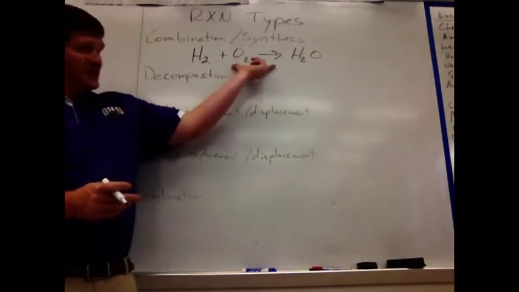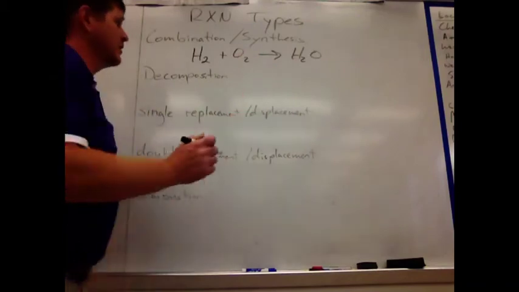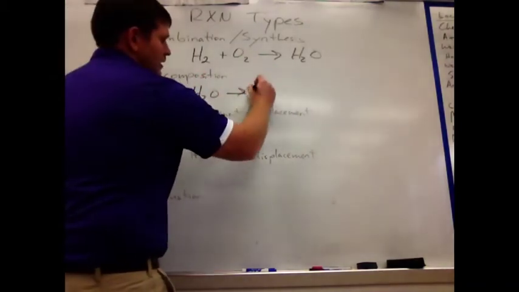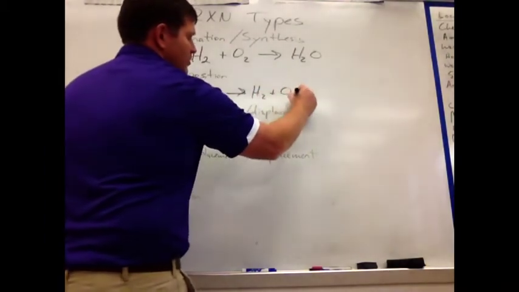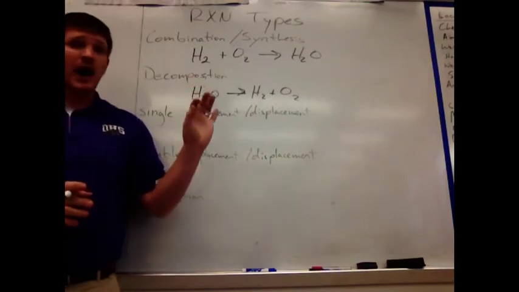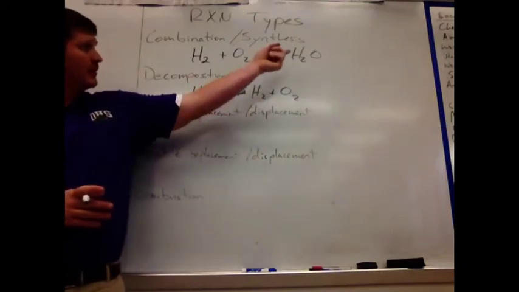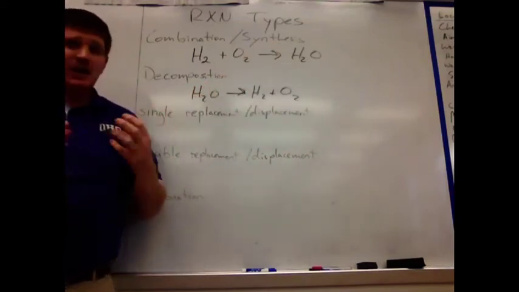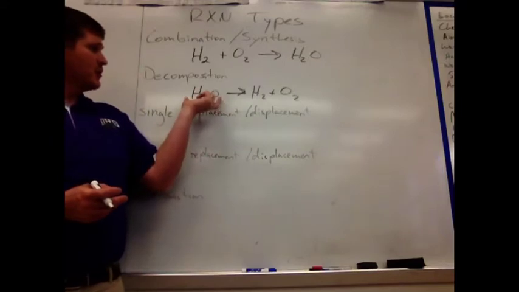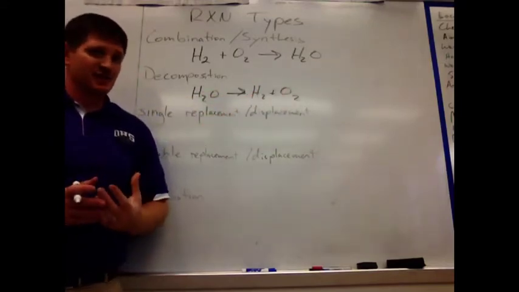Alright, the next one is a decomposition. So if I were to take this reaction that I had right here, this combination, and run it in reverse, H2O yields H2 plus O2. Okay? In that reaction, we take the one thing that we made in the combination reaction and we break it apart. We decompose it. So we start with the one thing, break it into tinier bits, and that's our decomposition reaction.